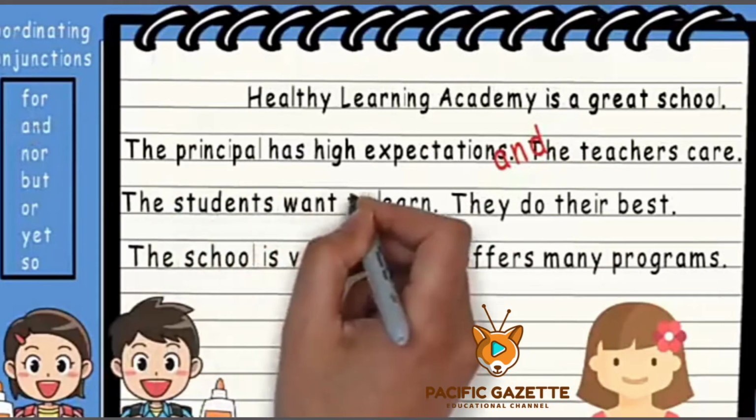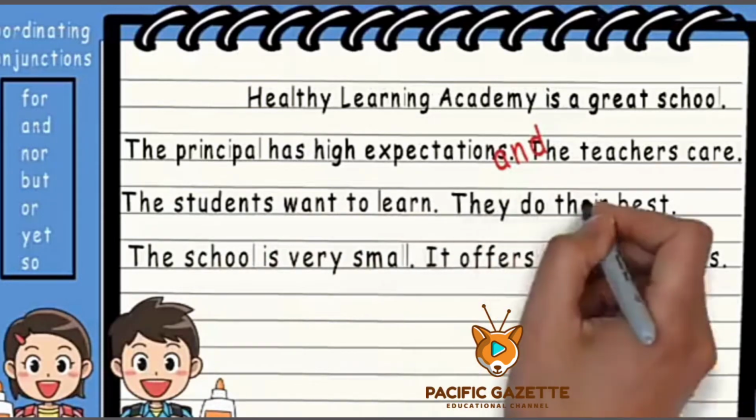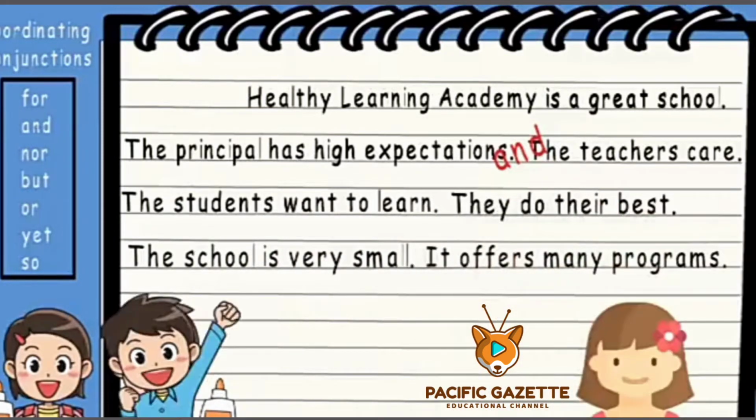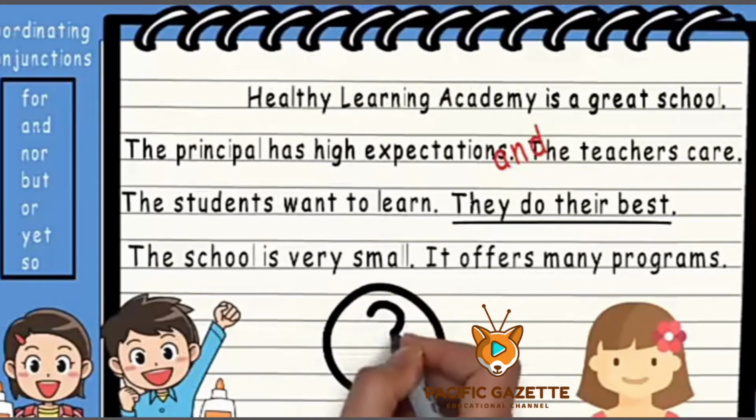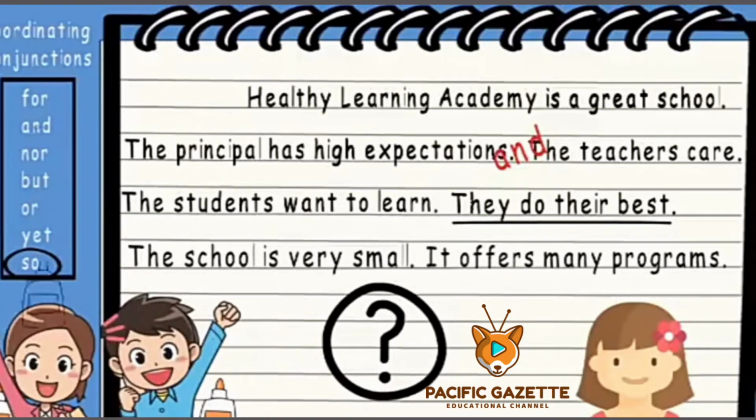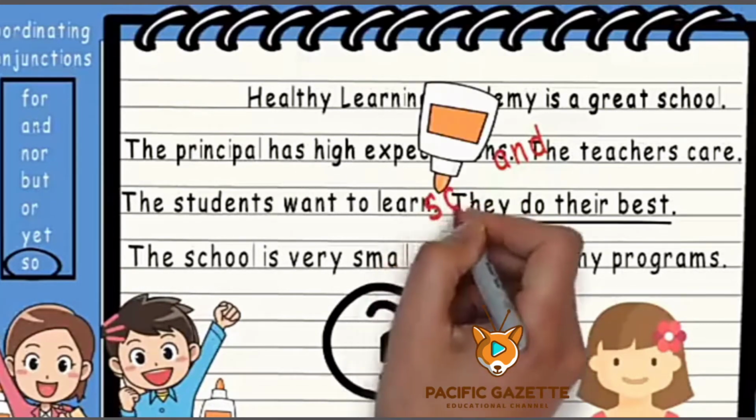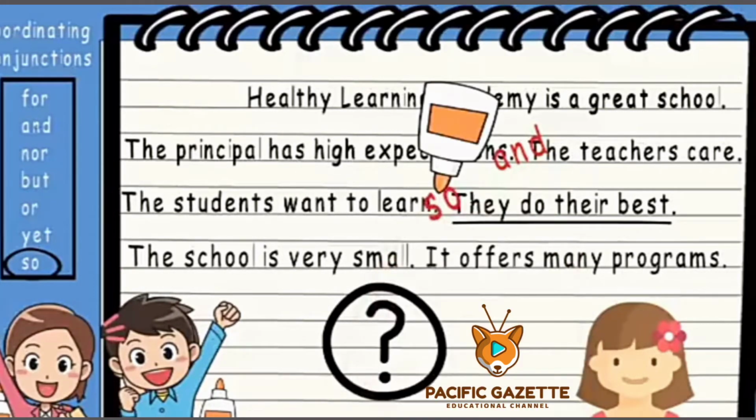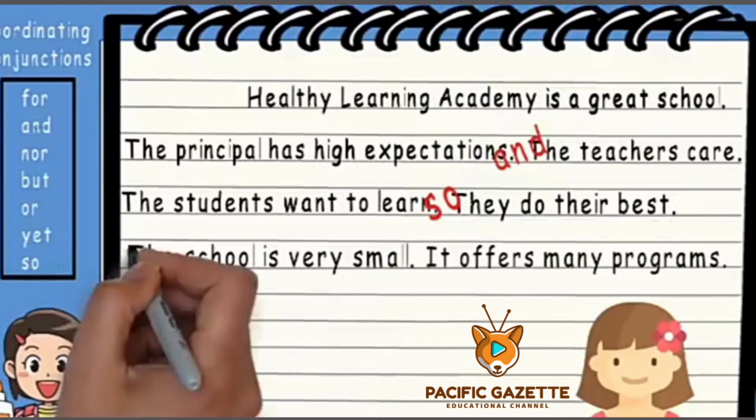Let's proceed to the next sentence. The students want to learn. They do their best. What coordinating conjunction suits here? The students want to learn, so they do their best.